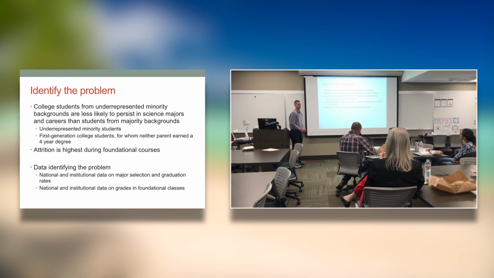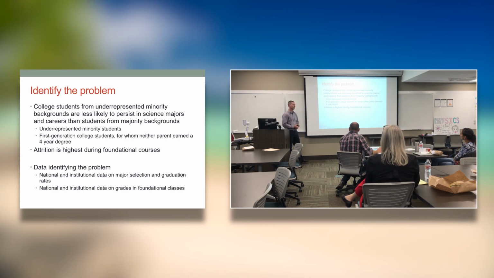But here's the problem we started out with. We started out knowing that students from underrepresented minority backgrounds tend to persist at lower rates than students from majority backgrounds. Even though they're often choosing STEM majors, in our case biology and chemistry majors in this context, they're often choosing them at very similar rates. The dropout rates are much higher.